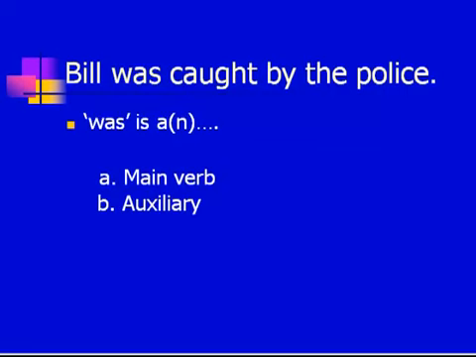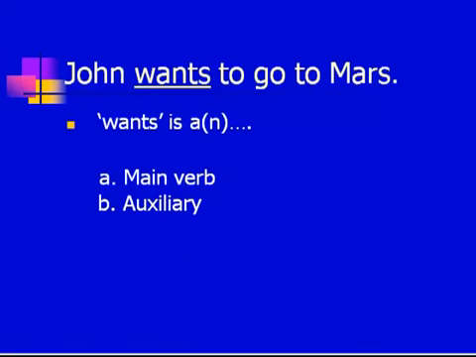So let's try a few. Bill was caught by the police. What's was here? Is it a main verb or an auxiliary? Well, if you try a test, if you do subject-auxiliary inversion, you get was Bill caught by the police? You can say Bill was caught by the police, wasn't he? And Bill wasn't caught by the police. So all our tests show us that this is an auxiliary, not a main verb.